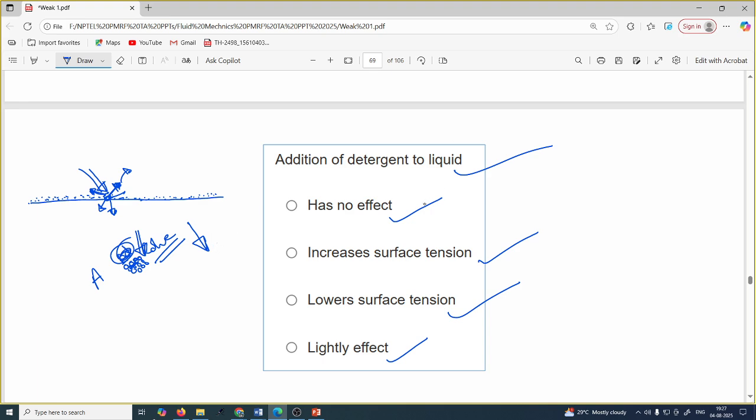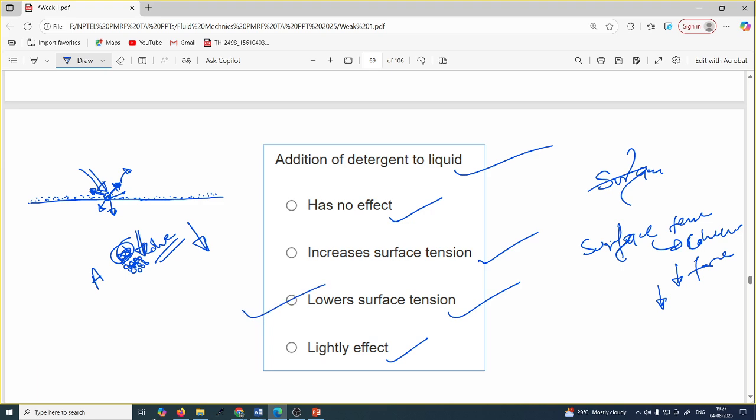Surface tension in water is due to this cohesion force. So if the cohesion force decreases, your surface tension will also decrease. So option C will be correct for this.